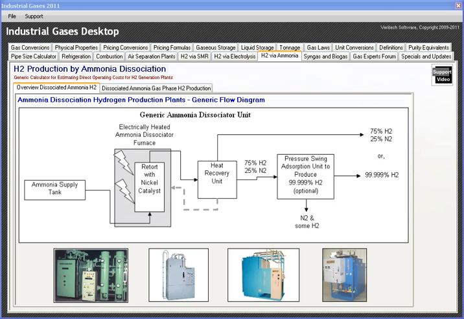Hydrogen production by ammonia dissociation is the third hydrogen production module in Industrial Gases Desktop. This is historically a fairly common way for many different industries to generate hydrogen on site using ammonia feed, which is readily available in most parts of the world, to introduce it into a heated, typically electrically heated, or it could be gas-fired, furnace with a nickel catalyst retort.